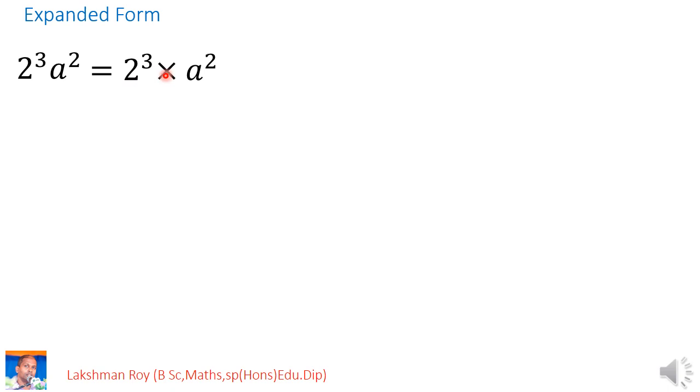Now you can expand 2 to the power 3. That means 2 should multiply 3 times, so 2 into 2 into 2. Then into again, a to the power 2 means a should multiply 2 times, that means a into a. So that is how to write expanded form.